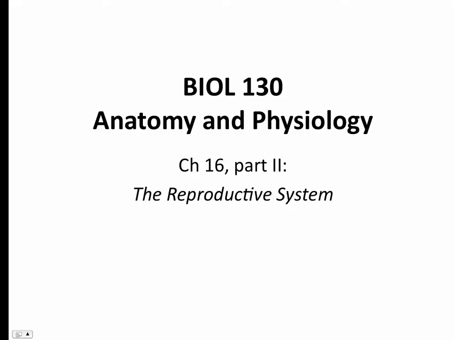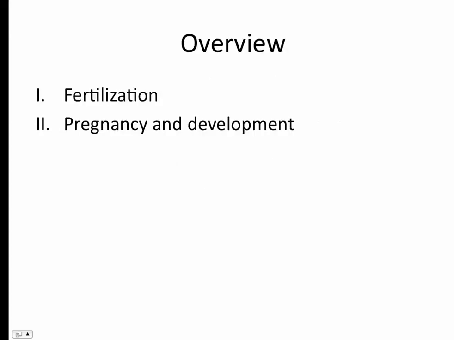Our last video lecture of Bio 130. So we're going to go over Chapter 16, the second part of the reproductive system, covering fertilization, pregnancy, and development. We're going to conclude with different types of contraceptives.